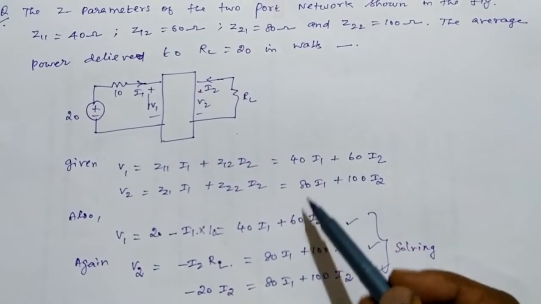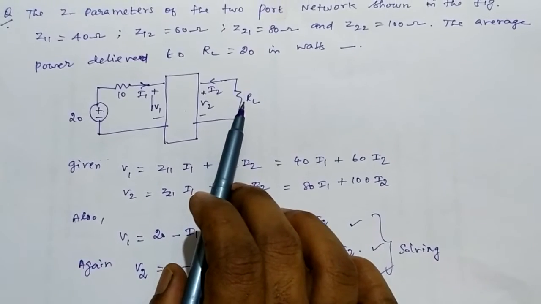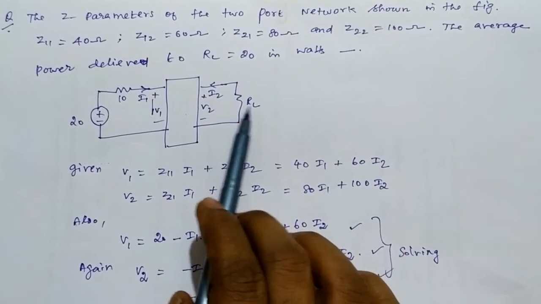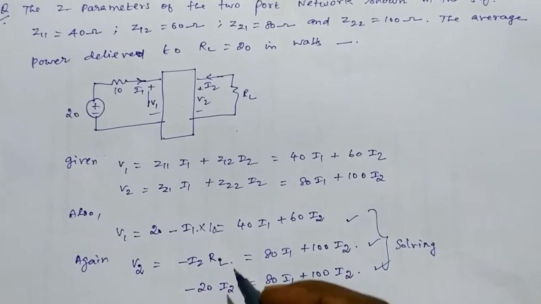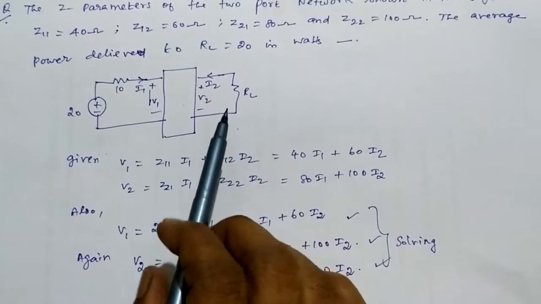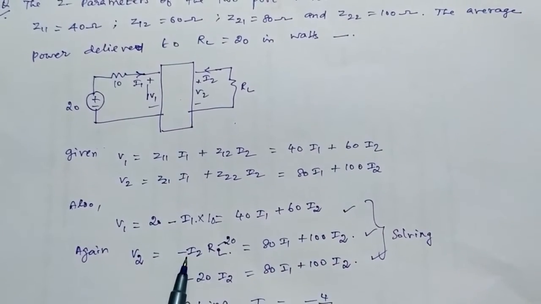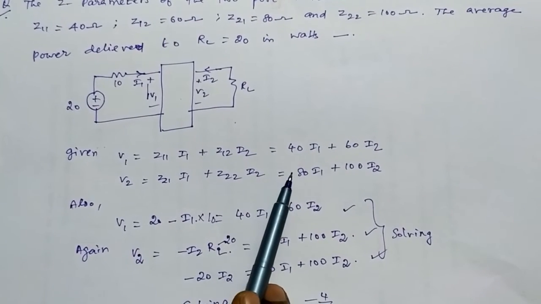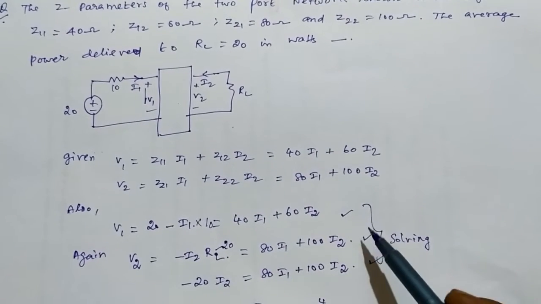That is nothing but the one we defined previously, that is 40 I1 plus 60 I2. Again, this V2 is nothing but the voltage drop in the resistor, that is I2 into RL. The RL value is given as 20. Since the current flow is in the opposite direction, we will take it as minus. Again, this V2 is, from the given data, 80 I1 plus 100 I2. So we have three equations.